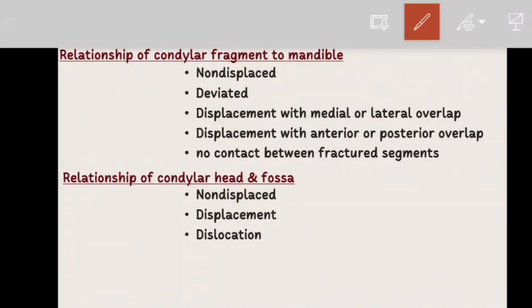Now the relationship of fragments to the mandible. These classifications depend on the relationship of the condylar fragment to the mandible. Okay, so first one is non-displaced, second is deviated, third is displacement with medial or lateral overlap, fourth is displacement with anterior and posterior overlap, and fifth is no contact between the fracture segments. Now the relationship of the condylar head to the fossa. So it is non-displaced, displacement and dislocation.